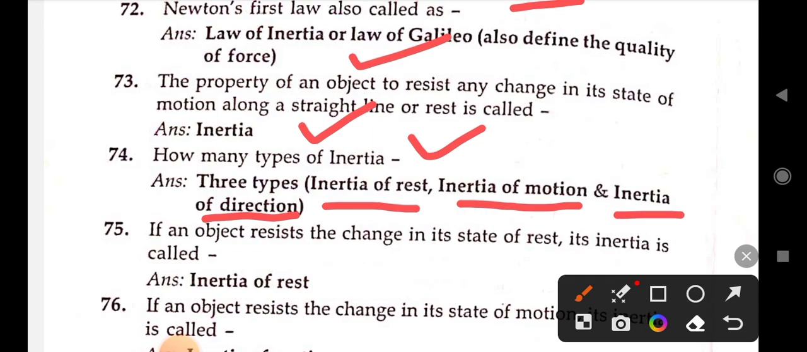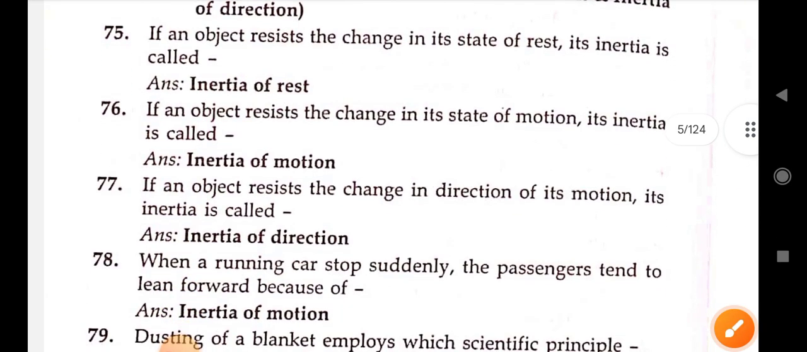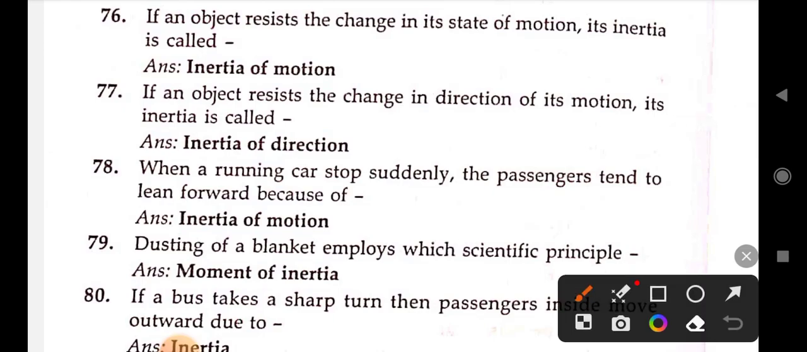If an object resists changes in its state of rest, its inertia is called inertia of rest. Next, if an object resists changes in its state of motion, its inertia is called inertia of motion. If an object resists changes in the direction of its motion, its inertia is called inertia of direction.